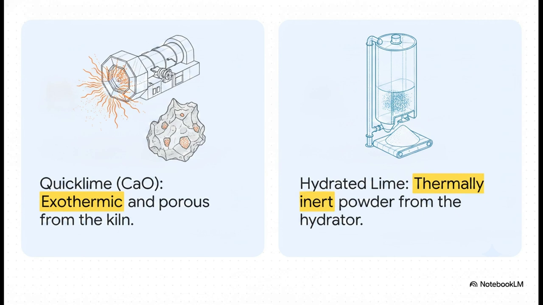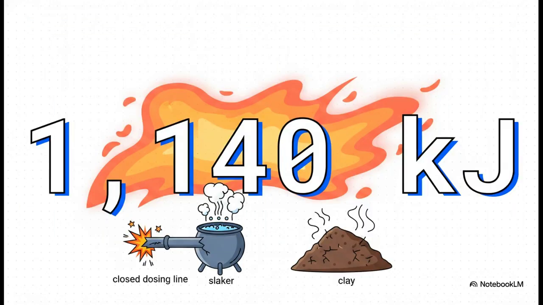On the flip side, if you react that quicklime with a very precise stoichiometric amount of water in a hydrator, you create hydrated lime. The result of that process is a dry, free-flowing powder that's already hydrated. That means it is thermally inert and it behaves as a suspension when you mix it with water. And that difference in thermal behavior is absolutely massive.